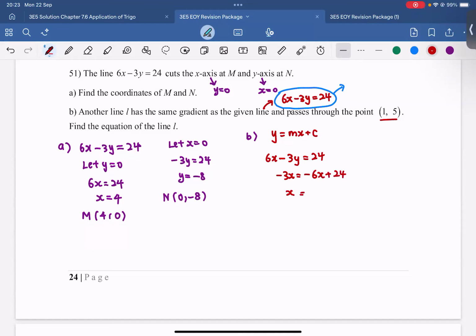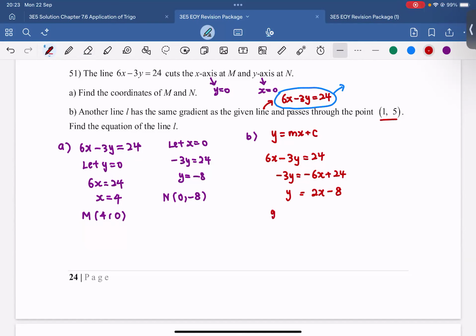A lot of you like to write this when you divide by negative 3. In coordinate geometry, we try not to do that because when you do this, you are not writing in the form of y equals mx plus c. It's difficult for you to see. So what do you just need to do? Just take negative 6 divided by negative 3, you get 2. Just take 24 divided by negative 3, you get negative 8.